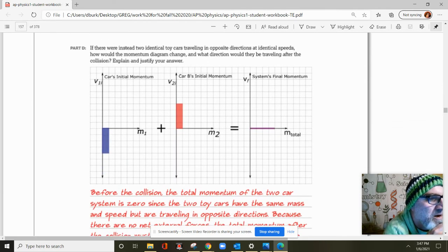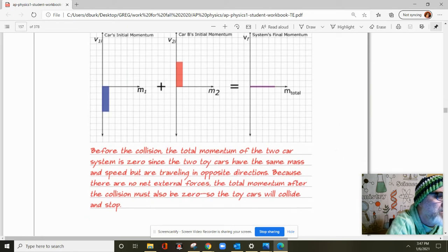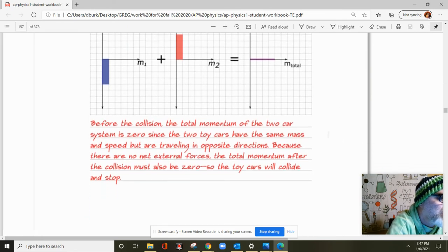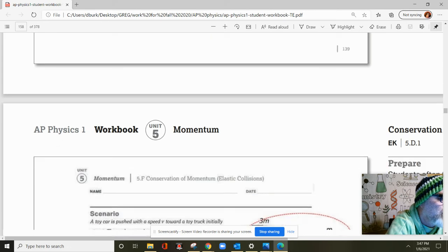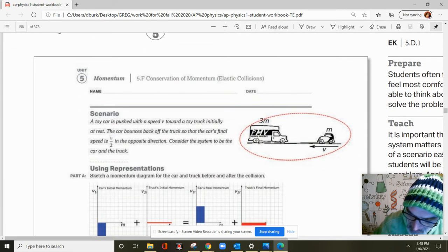If there are two identical cars and they collided and they stuck together, well, they had the same mass, they had the same speed, they would stick together and they would have zero momentum afterwards. There you have it. There you go. Oh, let's see. We're already at 5 minutes.